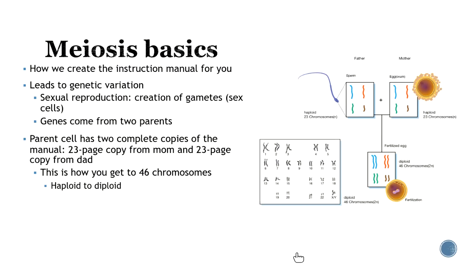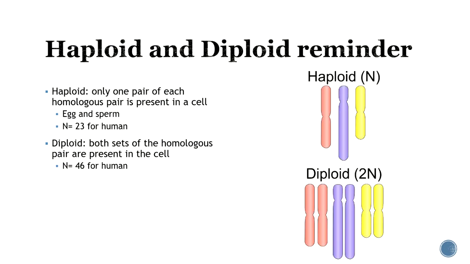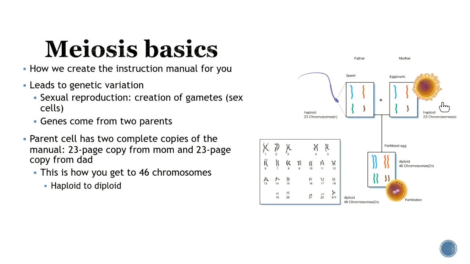So basically, meiosis is how we make the instruction manual for you. If you remember, I've used the terms haploid and diploid, which let me go to that slide real quick and I'll come back. So haploid and diploid are terms we use to describe the number of chromosomes. Haploid means you only have one copy of every chromosome. This is going to be for your egg and sperm. Now, it's important that we only have one copy because, as shown right here, this is how we're going to make the process of going through fertilization.